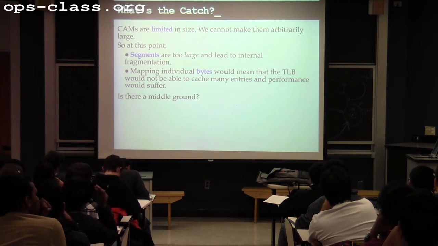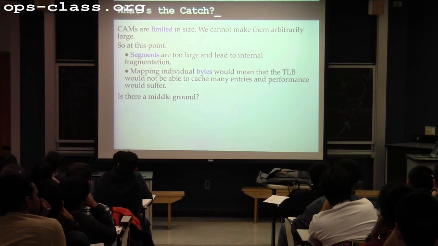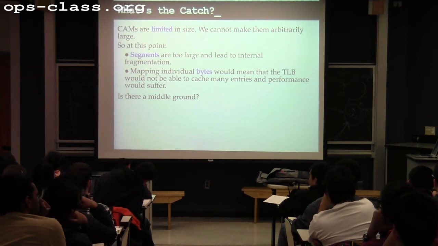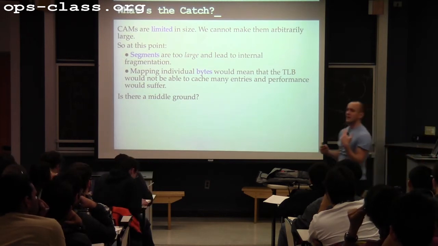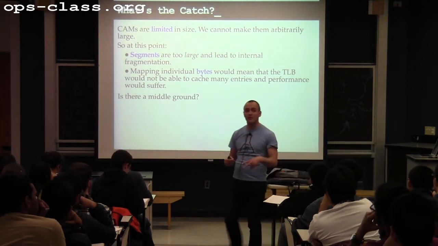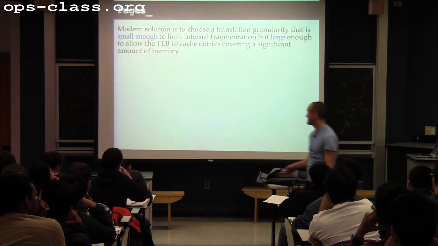So can we sort of split the difference here, right? Is there a way to create something that's smaller than a segment, right, but large enough to allow TLBs to perform well, right, and to cache enough translations? Because remember, the smaller the TLB is in terms of the amount of virtual memory it can translate, the more often the operating system has to get involved. And the more often the operating system has to get involved, the slower the system goes, right?